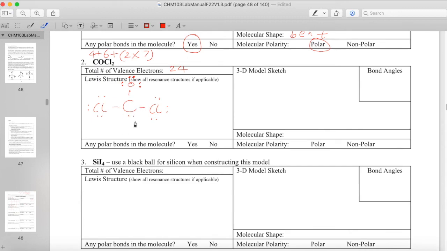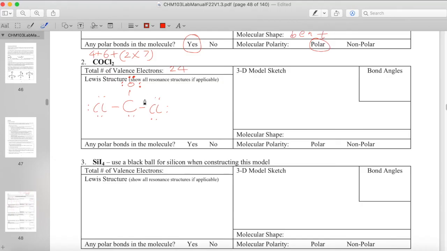All right. So here, everything's meeting the octet, which is great. But let's make sure that we've got the right total number of electrons. 2, 4, 6, 8, 10, 12, 14, 16, 18, 20, 22, 24, 26. There are 26 electrons in this diagram. Uh-oh. That means that if we have too many electrons, there needs to be a double bond in here somewhere.